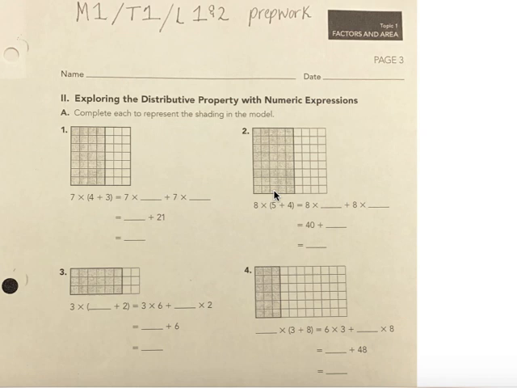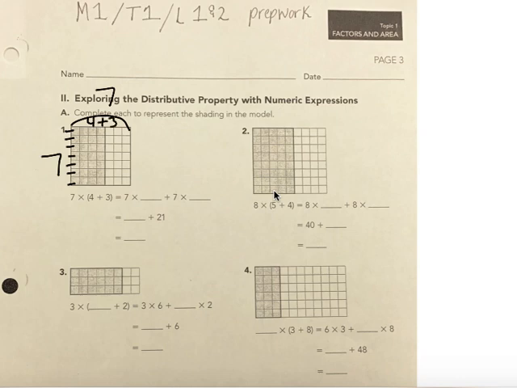On the first part of the homework, the students were supposed to basically review what they did last week, where the side length is 7. Here you count 1, 2, 3, 4, 5, 6, 7. And then the area of the whole thing is 7, and they decomposed it into 4 plus 3.